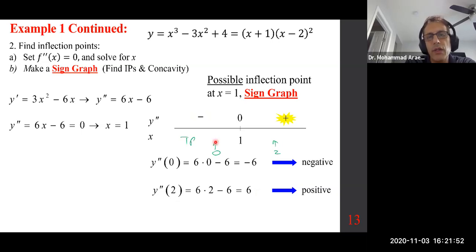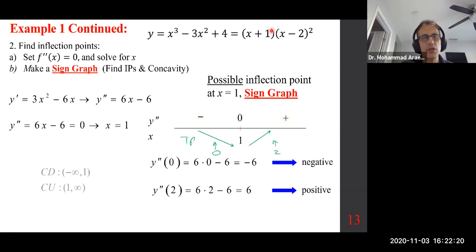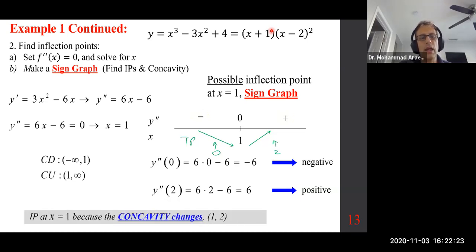From negative infinity to 1, negative, concave down. From 1 to infinity, positive, concave up. Therefore, inflection point at x equals 1. What is the pair? x equals 1, y equals, plug it here. 1 and 1 is 2, 1 minus 2 is negative 1, squared is 1, and that becomes 2. 1, comma 2. So here's the information we get: concave down, concave up, and an inflection point at x equals 1. Precisely what does it mean? 1, comma 2.